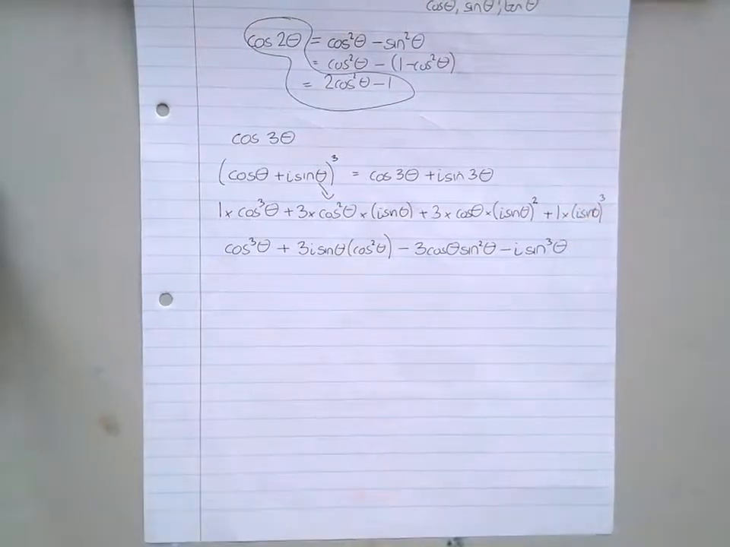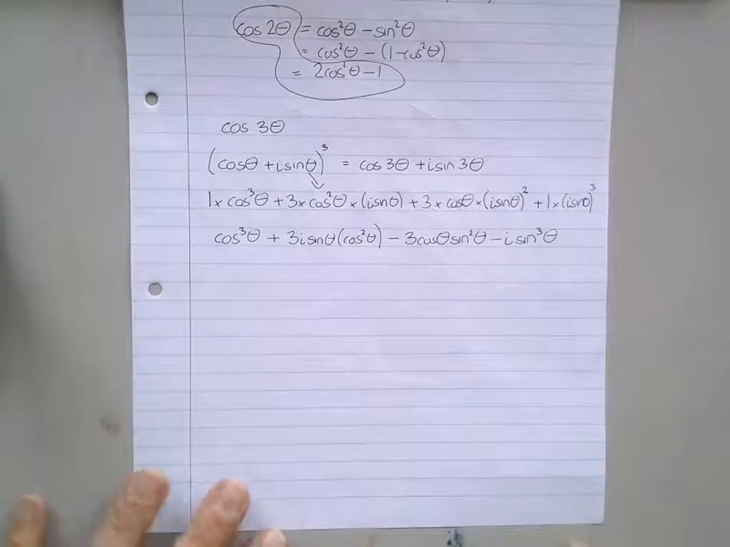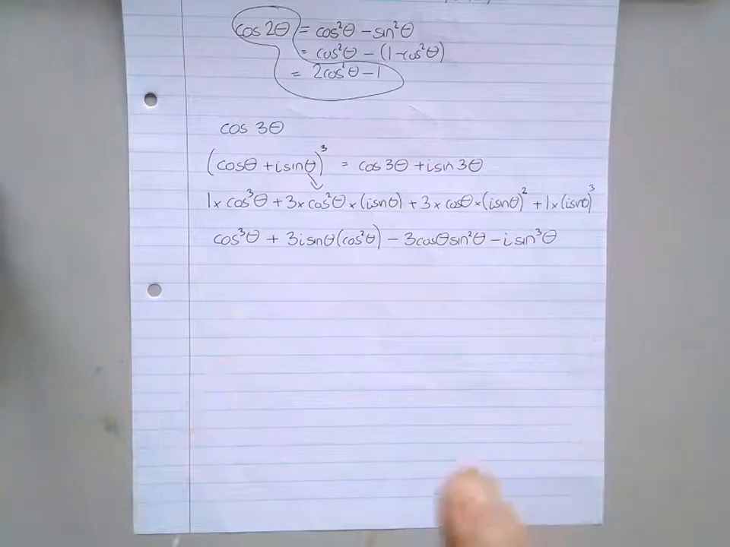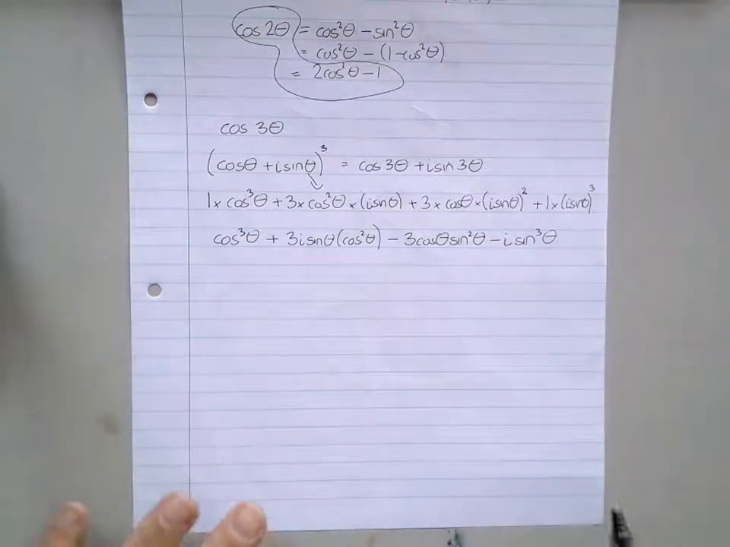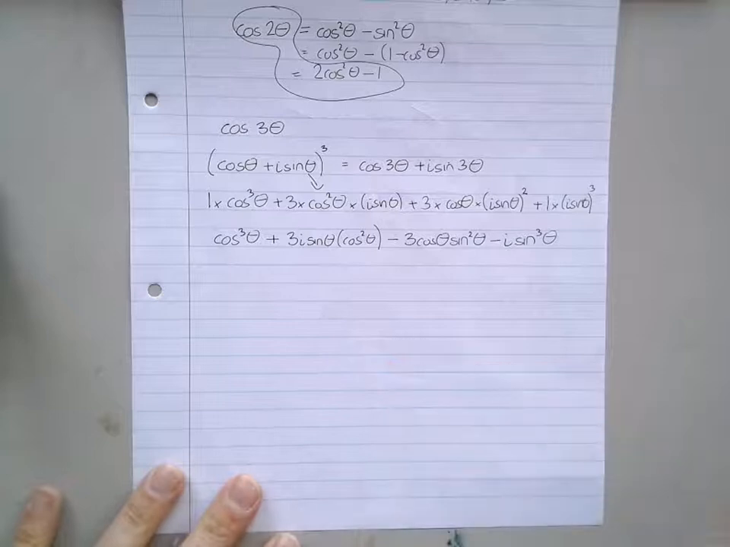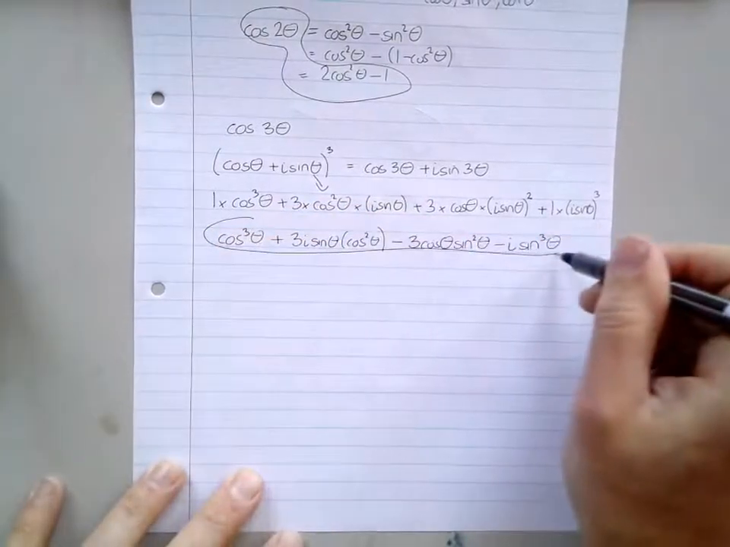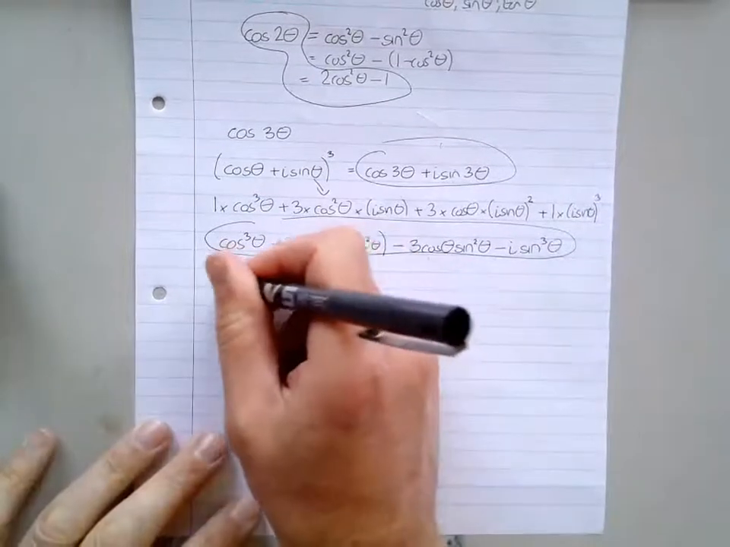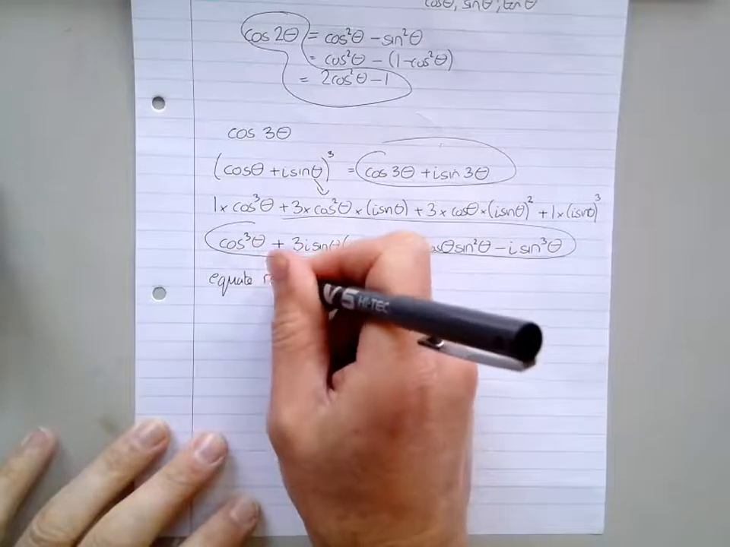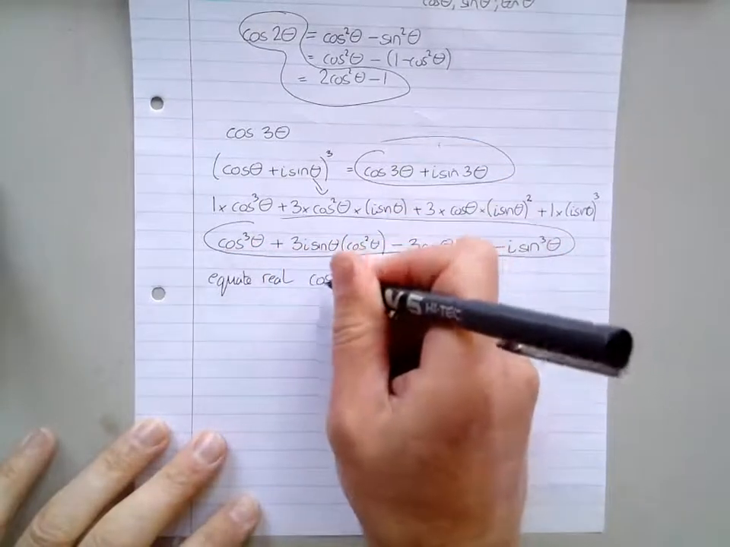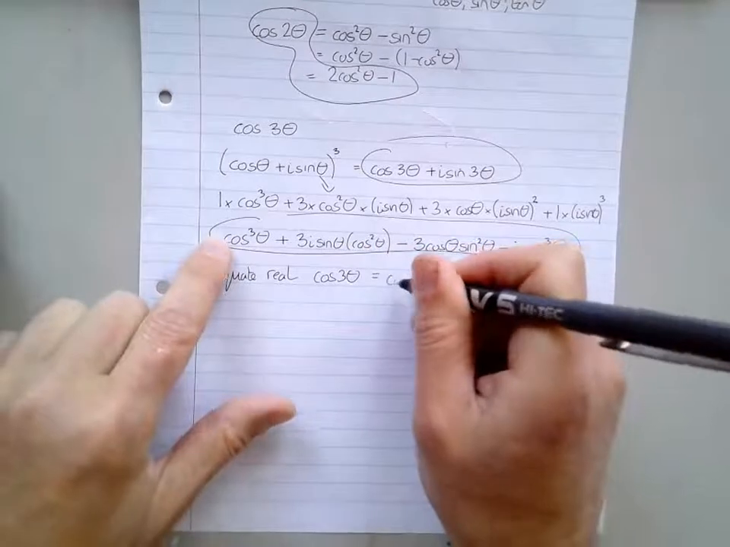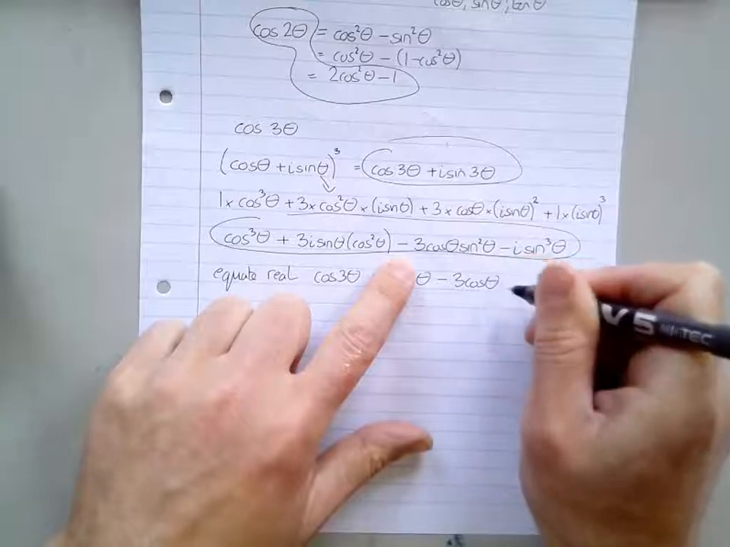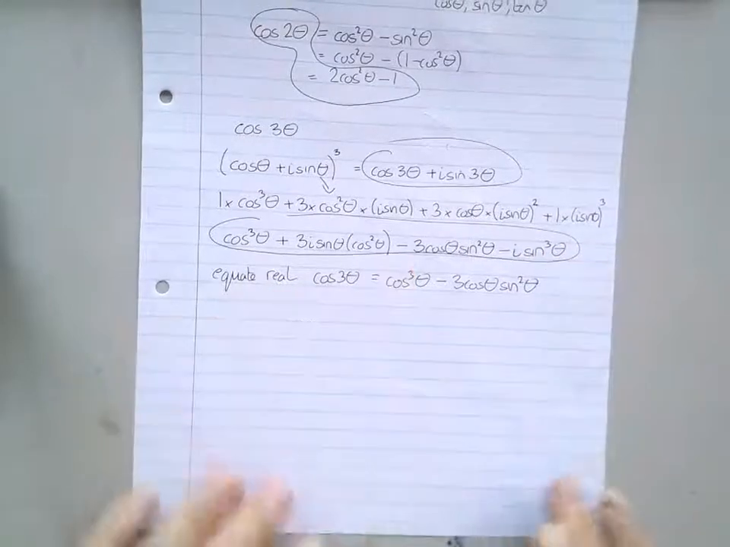Like so. And I end up with 4 terms, 2 of which don't have an i in them and 2 of which do. And it's the ones without the i's in them that I'm interested in, because what I do now is compare all of that with all of that. And these 2 things are the same. And so if I equate the real parts, I'll have cos 3 theta is equal to cos cubed theta minus 3 cos theta sine squared theta, like that.